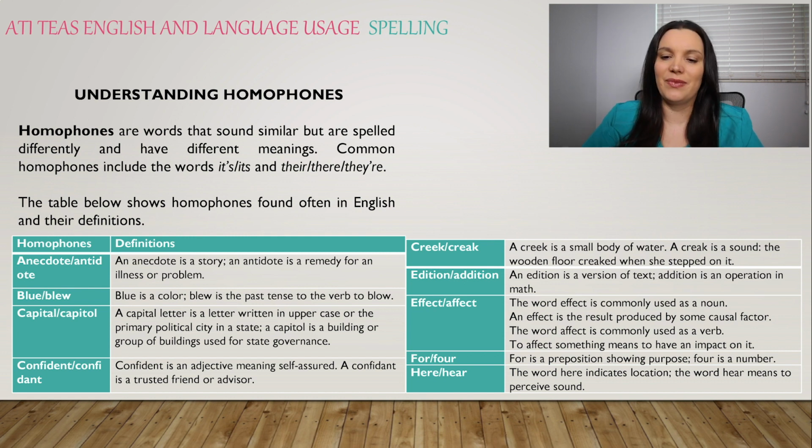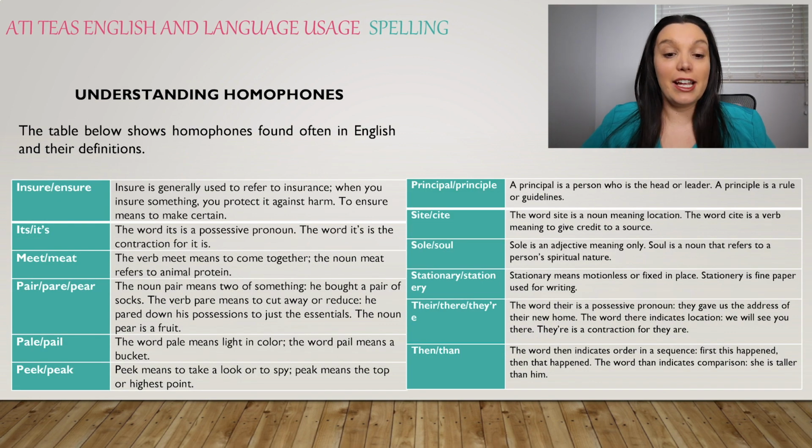For, and four. For is a preposition showing purpose. Four is a number. Here and hear. The word here indicates location, and the word hear means to perceive sound. Insure and ensure. Insure is generally used to refer to insurance. When you insure something, you're protected against harm. To ensure means to make certain.